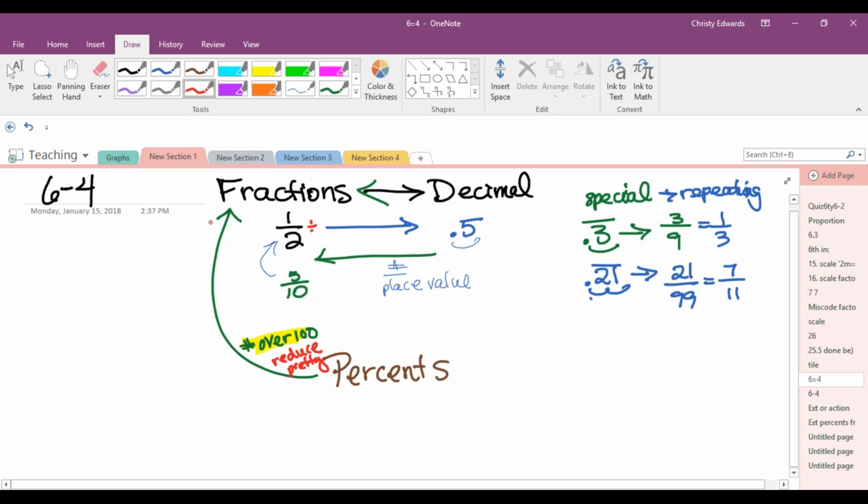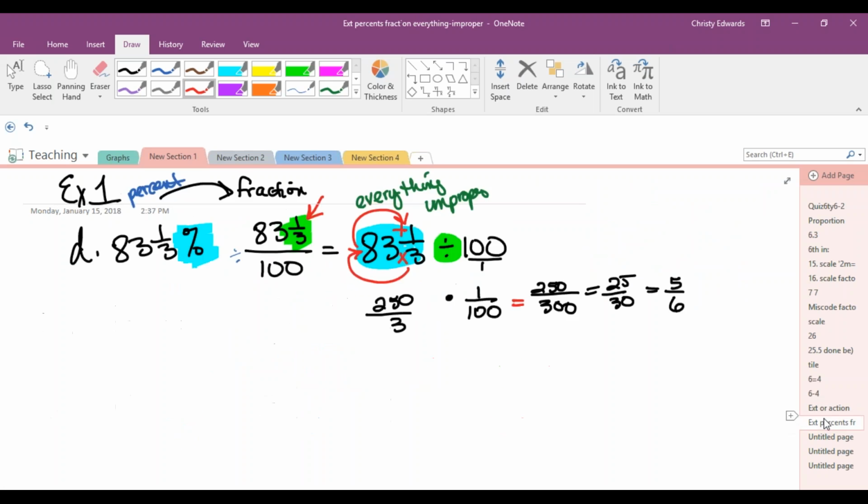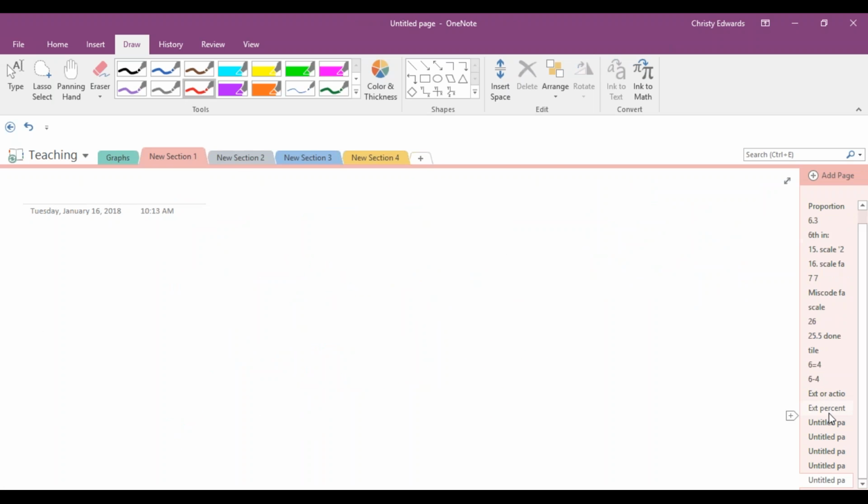Okay, now we need to figure out what to do back that way. What if you have a fraction that's supposed to be a percent? Hello, new paper. Okay.